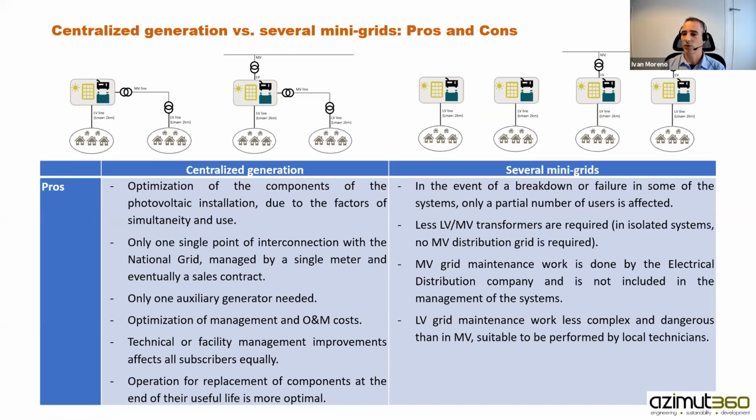And easier to be performed by local technicians. In the case of isolated mini grids, the complexity of the system is lower, and it's easier to find technicians or to manage this level of hardware. In the centralized model, we will have medium voltage always in some way, if there is a utility or not. And so this is a good point as well for the isolated mini grids.